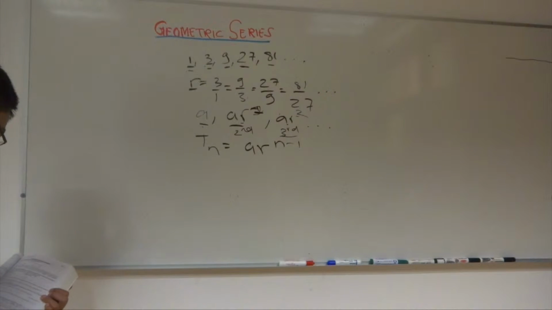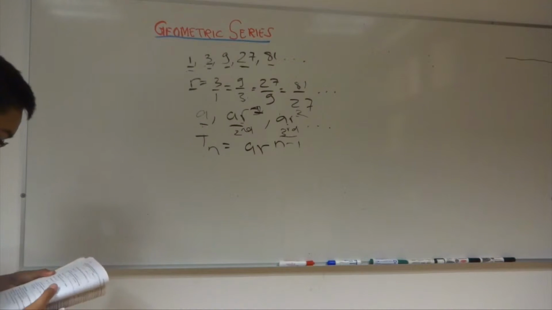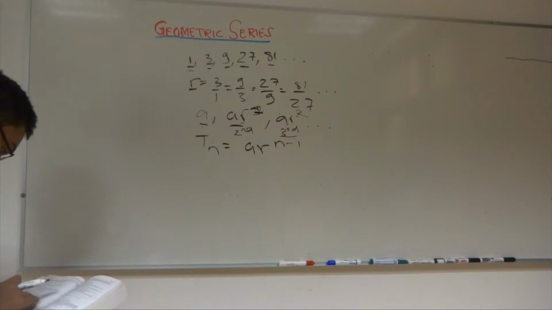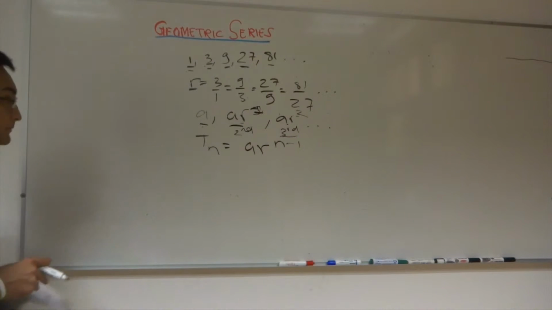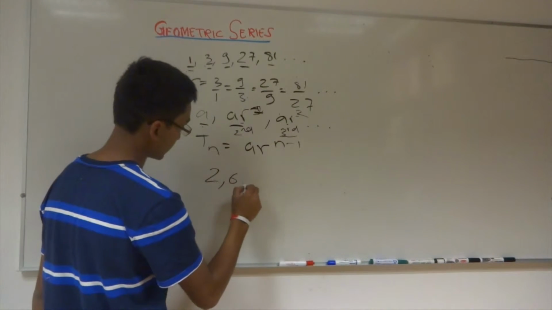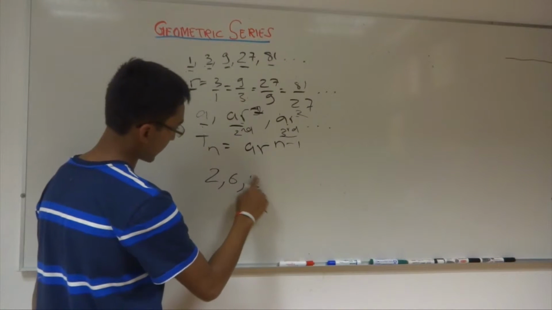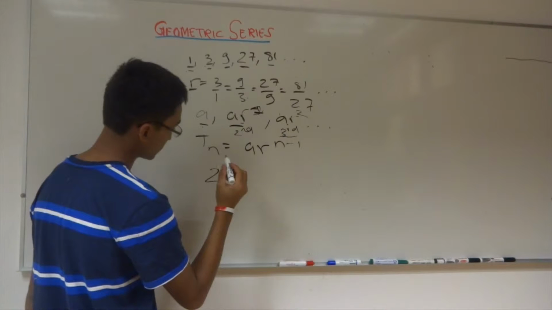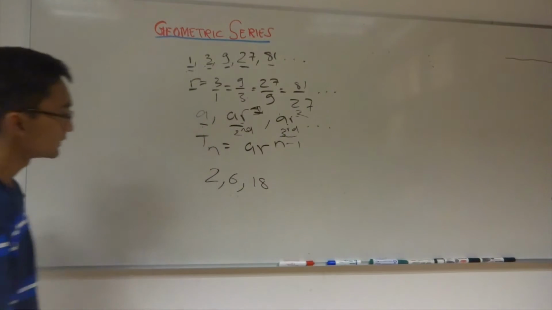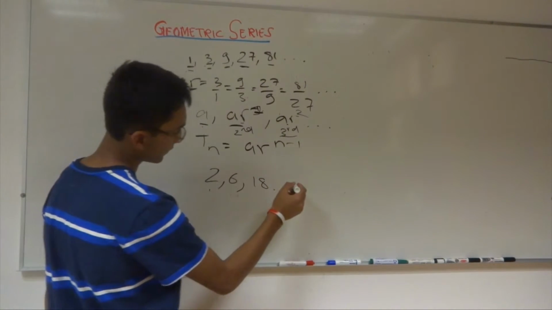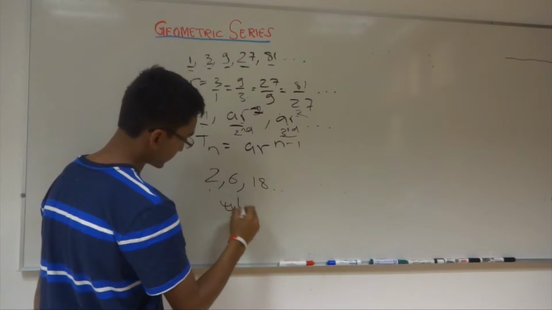So I think we should solve a sum now. Basic sum: 2, 6, 18. These are in geometric series. Because this is the first, second, and third term, tell me the fourth term. What is the fourth term?